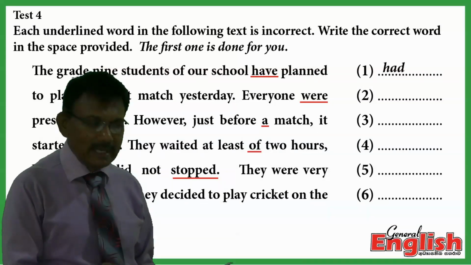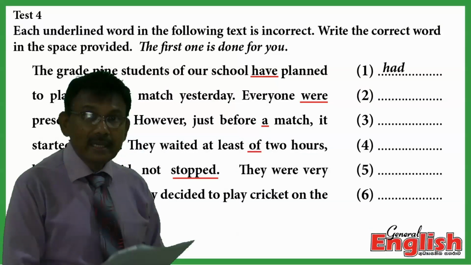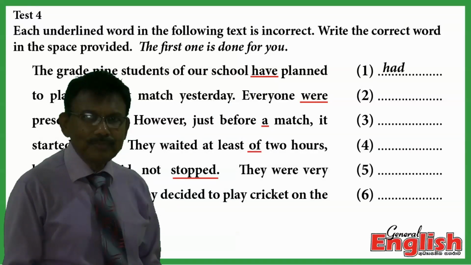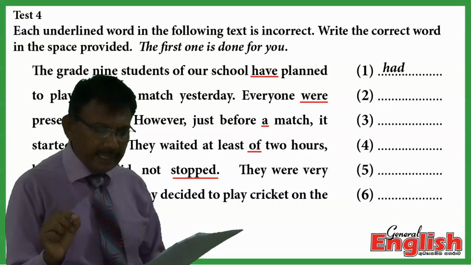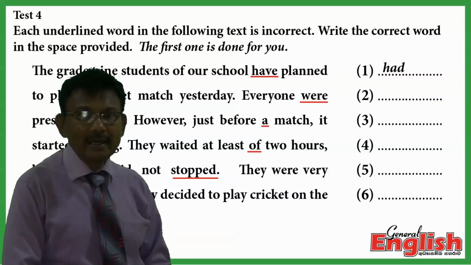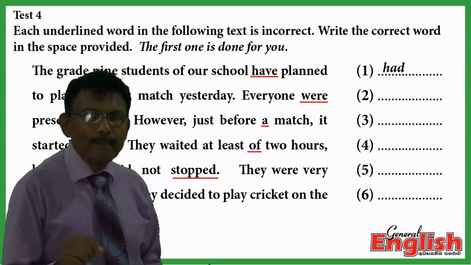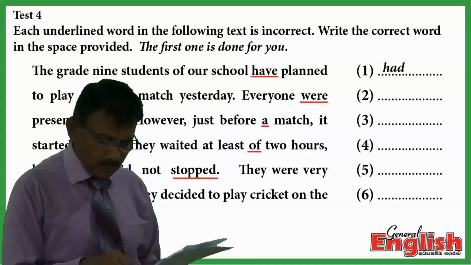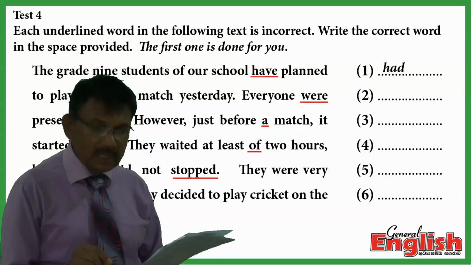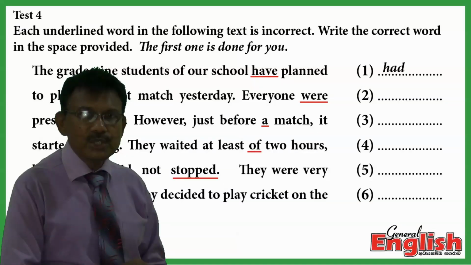So, text is given here below the question. In each underlined word, each means every. There are a number of words that are underlined. Write the correct word in the space provided. On the right hand side of the text, you can see some blanks with numbers. There are 6 blanks, 1, 2, 3, 4, 5, 6, and they are called the space. Space is a blank. There is a dotted line in front of each number.